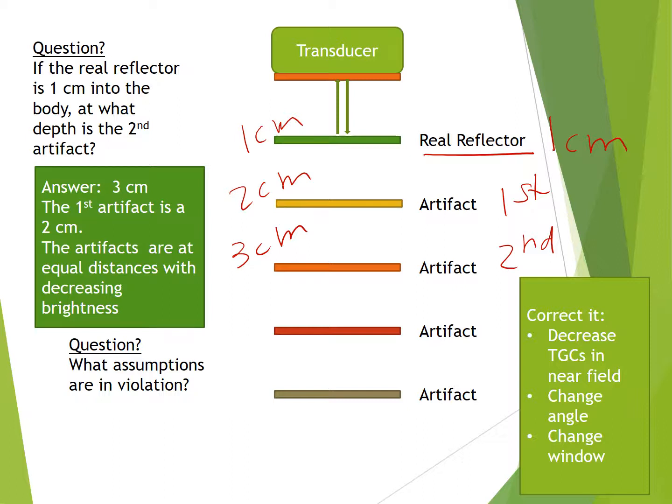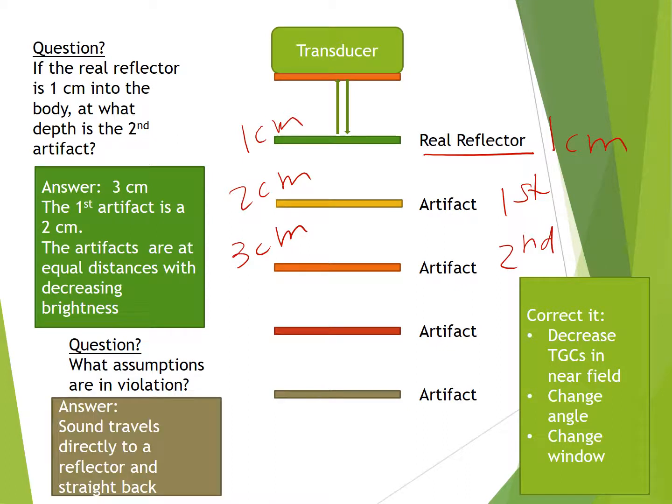Another question, what assumptions are in violation? Go back to your first answer on your first video guide question and look at those violations or assumptions that you had to write down. Which one does it seem like it's violating? In this case, it's that sound travels directly to a reflector and straight back. The machine assumes that it's going into this reflector and going back, but in reality it's bouncing back and forth between them all, so it's not doing a direct travel.